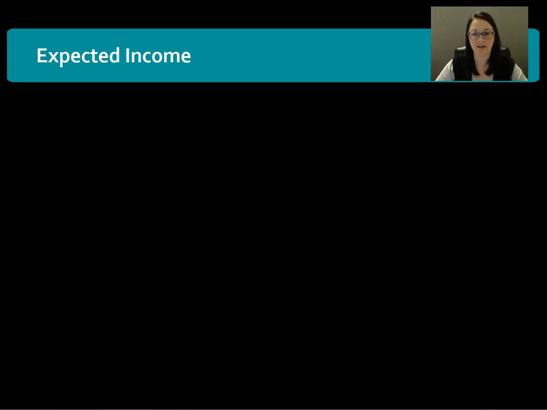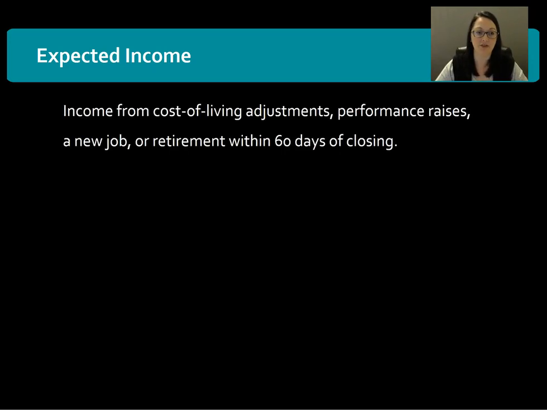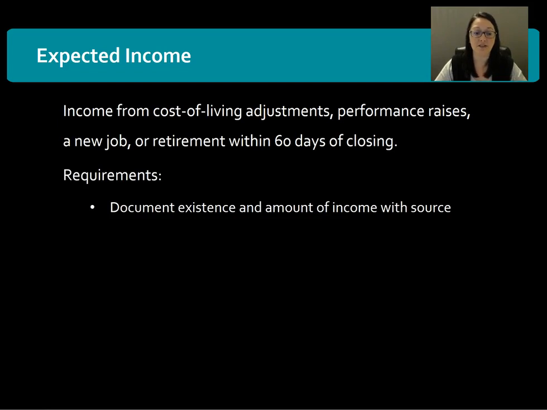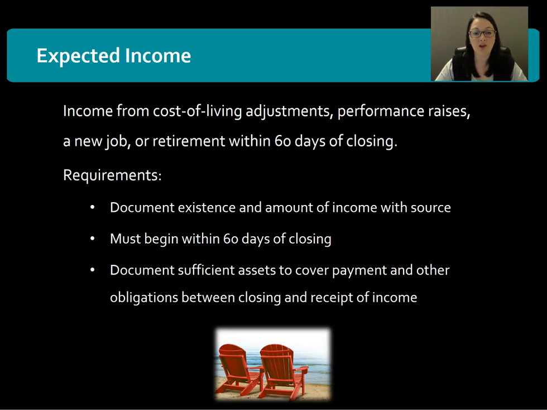Now let's talk about expected income, and this is pretty common when you've got someone who is maybe relocating for a job or they've accepted a new job offer or a promotion and they want to get qualified based on their expected income. So this can also be income from cost of living adjustments, performance raises, a new job, or maybe they're retiring within 60 days of closing. In this case, you would need documentation of the existence and the amount of the income with source. It also must begin within 60 days of closing, and you must also document sufficient assets to cover the payment and any other obligations between closing and the receipt of the income. So assets will be required between the closing and receipt of income.